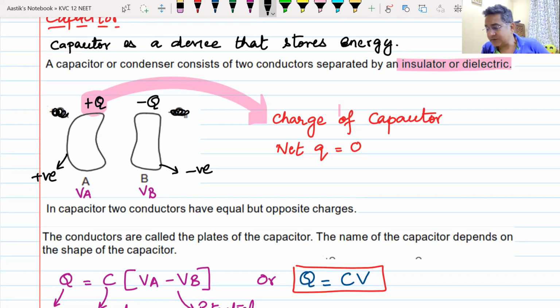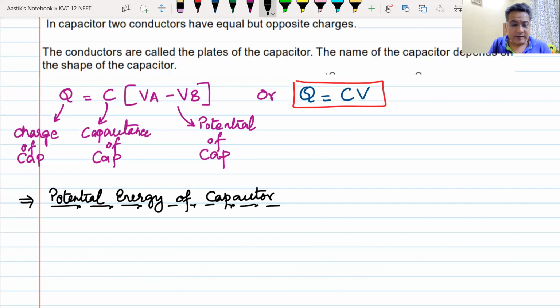plates, two conductors, one is positive, one is negative, Q is equal to CV. But you must also understand that when I say capacitance of a capacitor, what do I mean by capacitance? Capacitance is the ability to hold energy. Yes or no? Do we remember it? Do we understand this? Yes, sir. Capacitance of a capacitor is the ability of a capacitor to store energy.